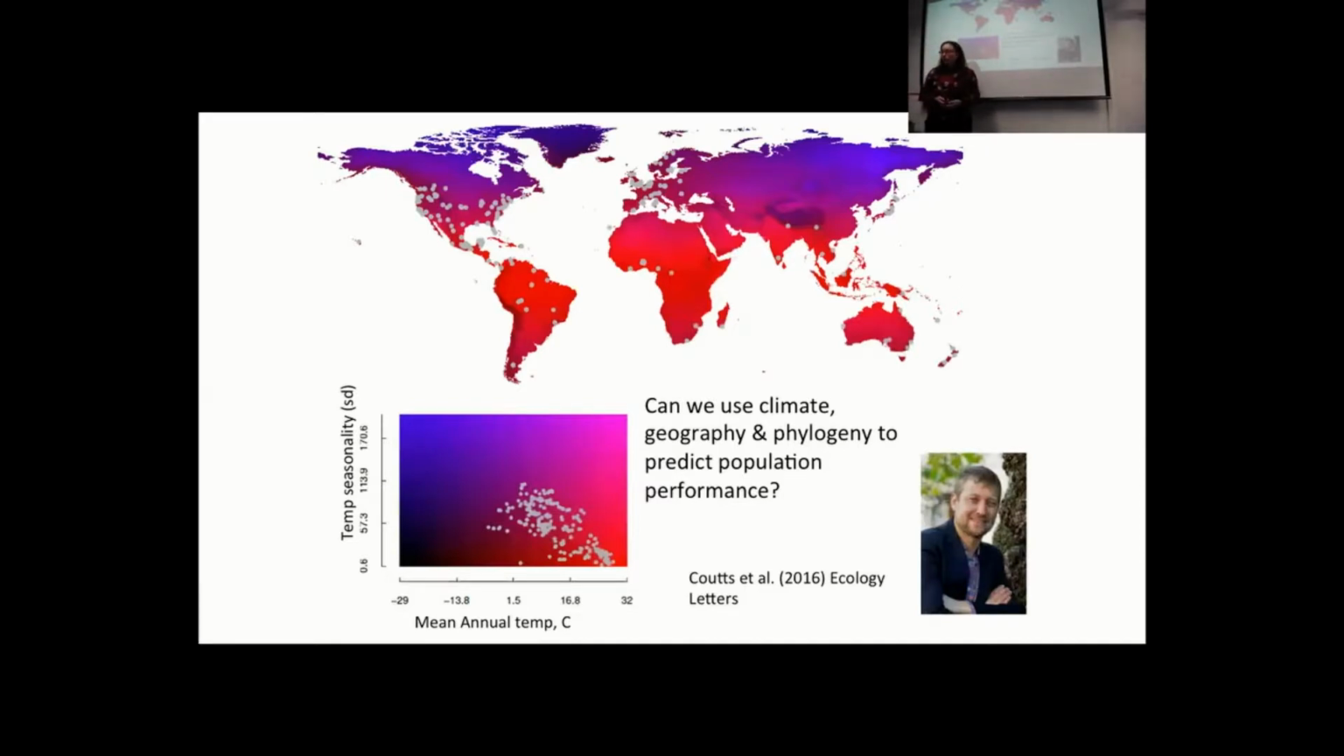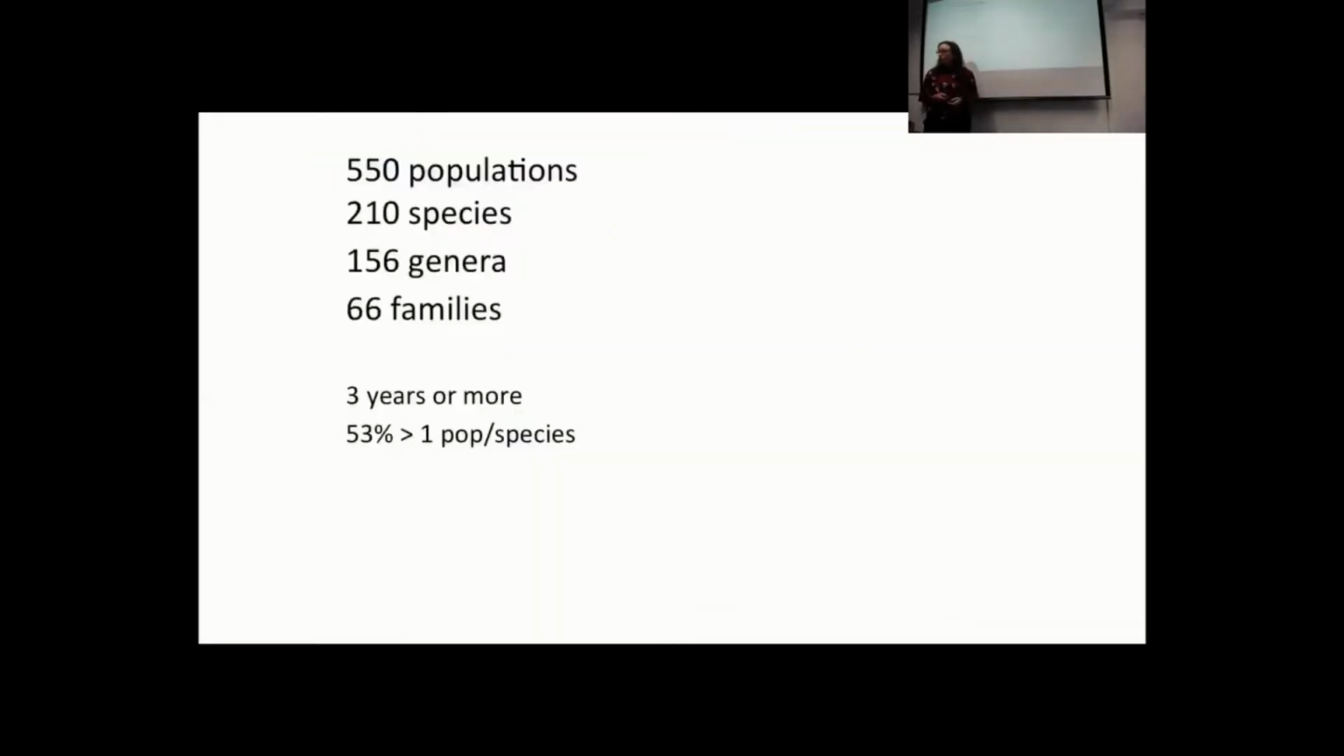So the next step in the journey, so we've done the 2010 paper, we've worked a lot using Compadre, we were using Compadre to try and work out what the environmental drivers are between species of population performance. This is some work from a postdoc, Sean Coutts, who's now at the University of Sheffield, asking whether we can use climate, geography, and phylogeny to predict population performance between species. And for this, we had a really nice sample size, 210 species this time. Over half of those had more than one population per species, and they came from a wide range of different families.